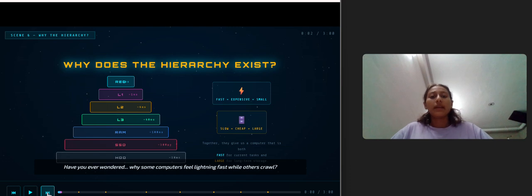Next, why memory hierarchy? Now the big question, why do we even need memory hierarchy? Why not just use one type of memory? Because no single memory can be fast, large and cheap at the same time. So we use a hierarchical system to balance speed, cost and capacity. Fast memory is expensive and small, while slow memory is cheap and large. This layered approach ensures your computer works efficiently.